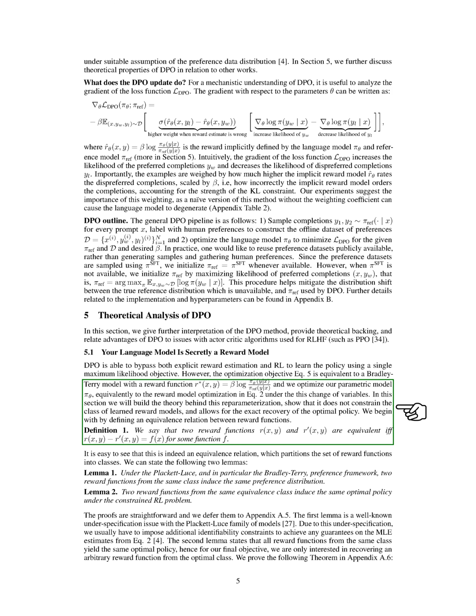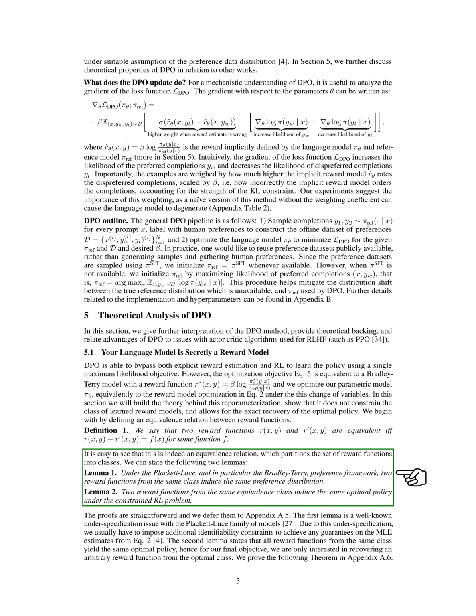We start by defining an equivalence relation between reward functions. 2 reward functions are equivalent if the difference between them is a function of the input. This equivalence relation divides the set of reward functions into classes. We can then state 2 important points. First, under the Plackett-Luce preference framework, 2 reward functions from the same class induce the same preference distribution. Second, 2 reward functions from the same equivalence class induce the same optimal policy under the constrained RL problem.